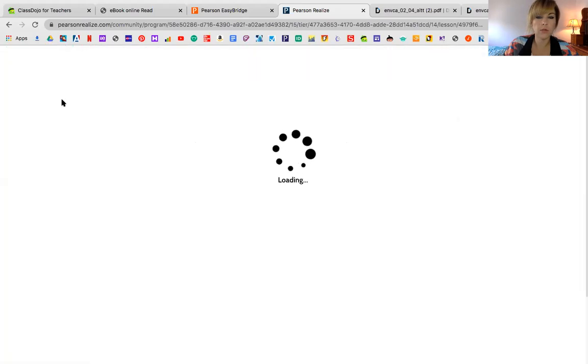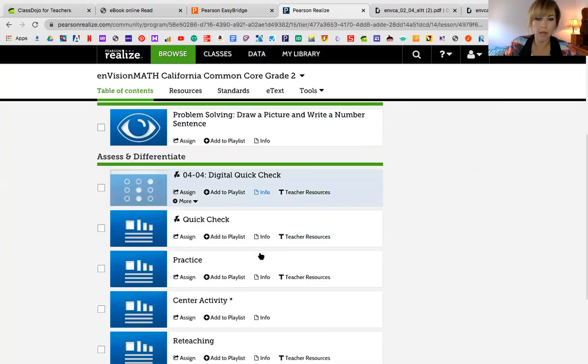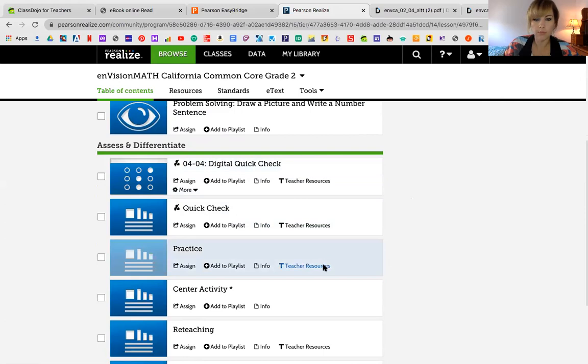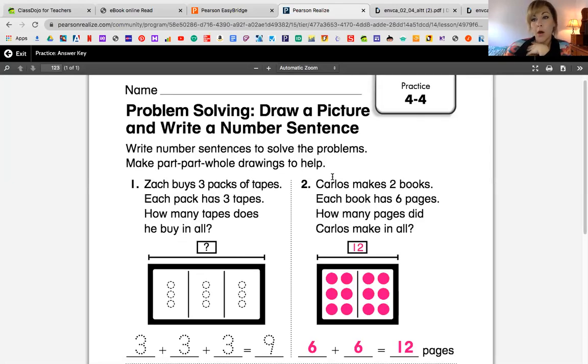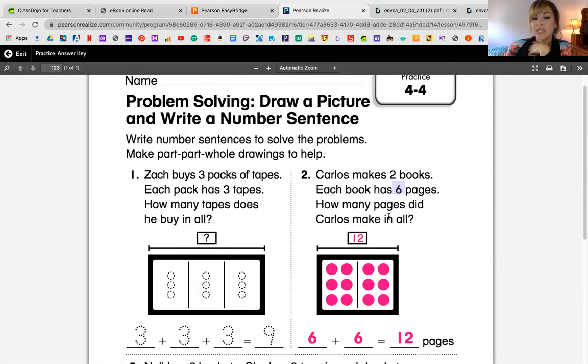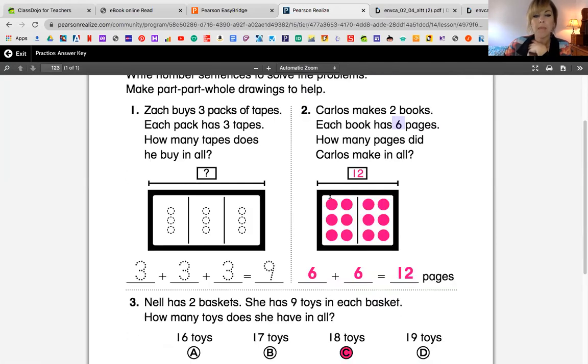Awesome. So then let me go to your practice page. Okay, here we go. So this is 4-4 practice page. And they already have a part whole model for you guys. Okay, so number 2 says Carlos makes 2 books. Each book has 6 pages. How many does he have? So this is like saying 2 rows of 6. Or in this case, 2 parts of 6, okay? So they have 6 plus 6 is 12. So they're also teaching you that instead of your array, you can make your part whole model, but I still want you guys to make an array because we're connecting this to multiplication, okay?